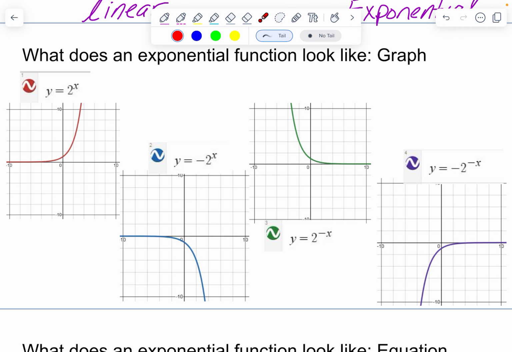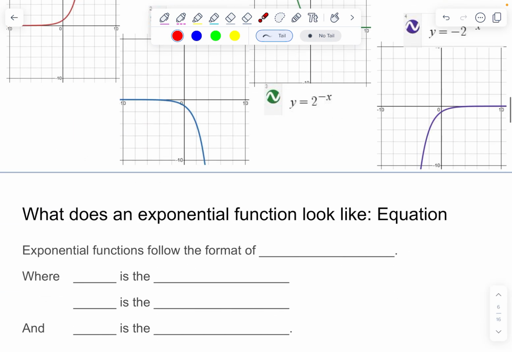Something that you could see when a test on this rolls around is them giving you 4 different graph options and asking you to choose the one that represents an exponential function. So you need to at least understand enough about the shapes of functions to be able to tell. Exponentials are going to be these J-shaped curves. Anytime they want an exponential function, you want to pick one that looks like that.